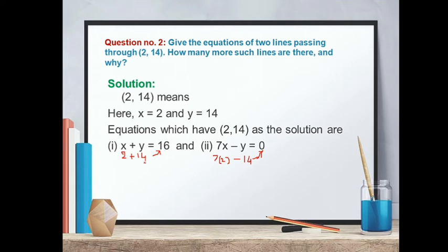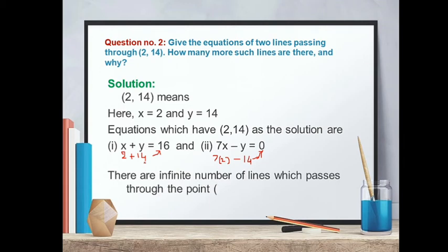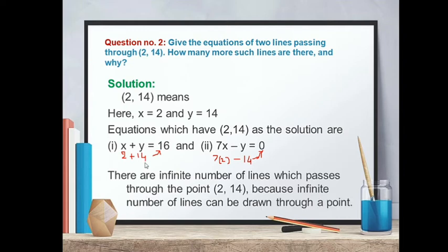Is any other equation possible? Yes, it is possible, so that you have to find. Therefore, there are an infinite number of lines which pass through the point (2, 14), because an infinite number of lines can be drawn through a point. In the question it is asked, how many such lines are there and why? So there are infinitely many lines. Why? Because through a point we can draw as many lines as possible, infinitely many. This is how we have to show the equations for the given numbers.